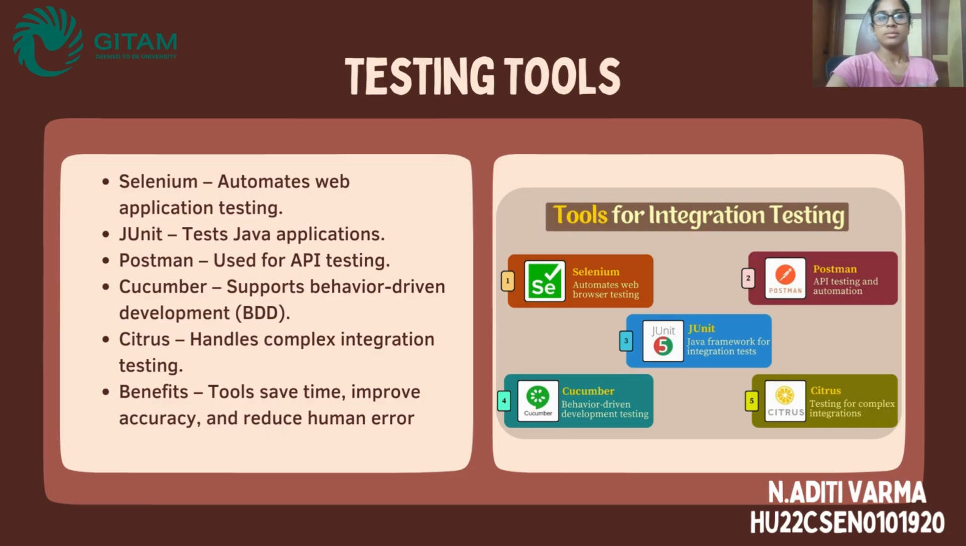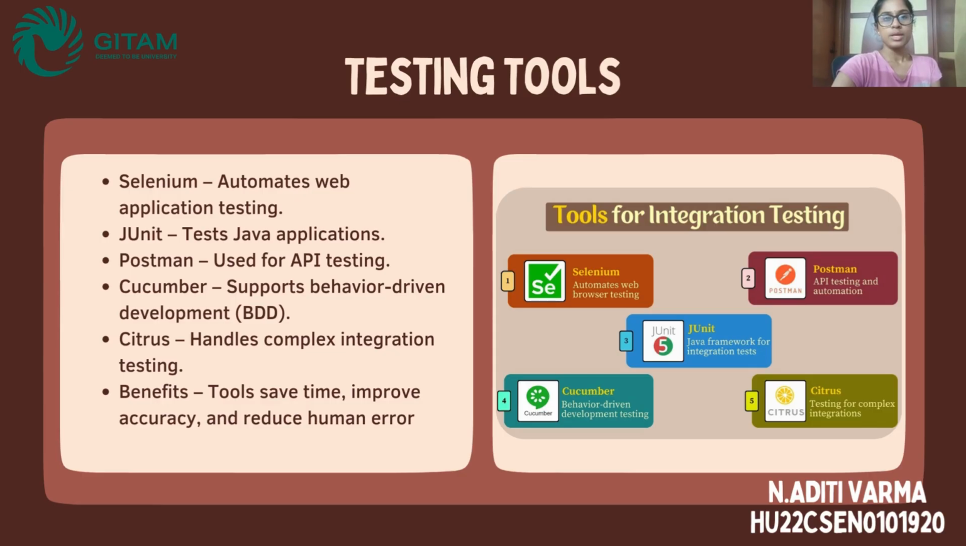Selenium is used for web testing, which automates testing for websites by simulating user interactions like clicks and form submissions. For example, it is used to test login pages and online shopping carts. JUnit is used for testing Java. It ensures individual components of Java programs work correctly. For example, testing a shopping app's add to cart function.